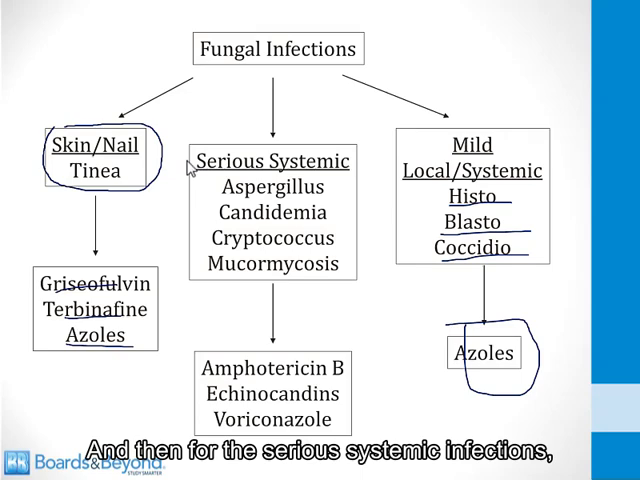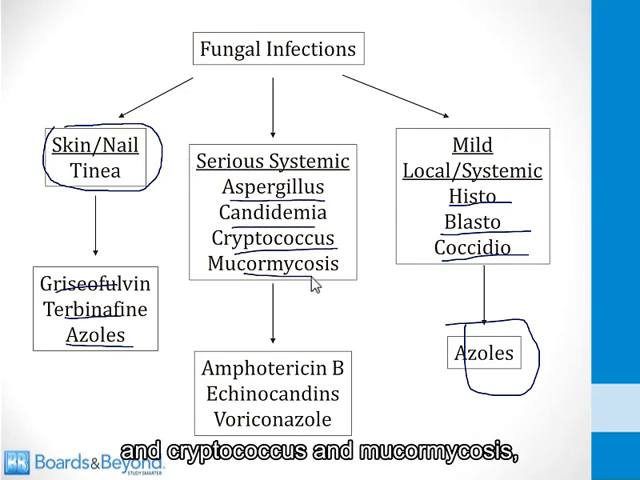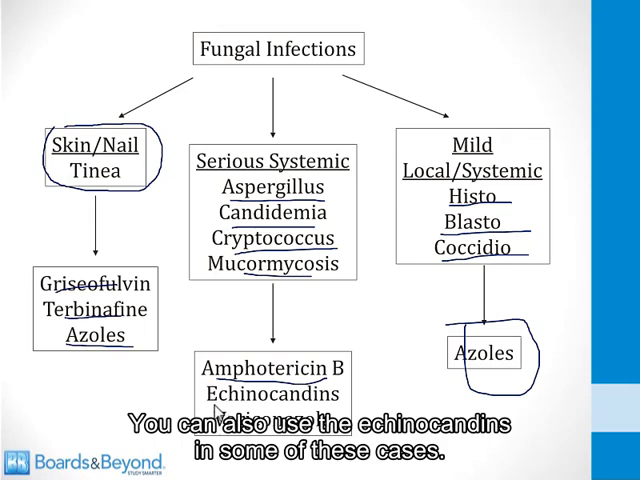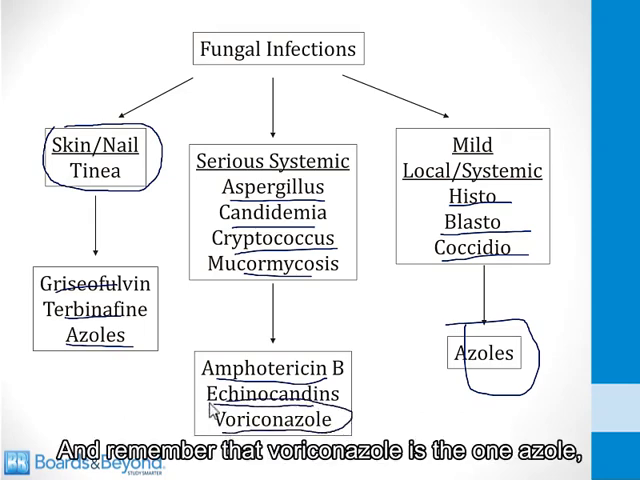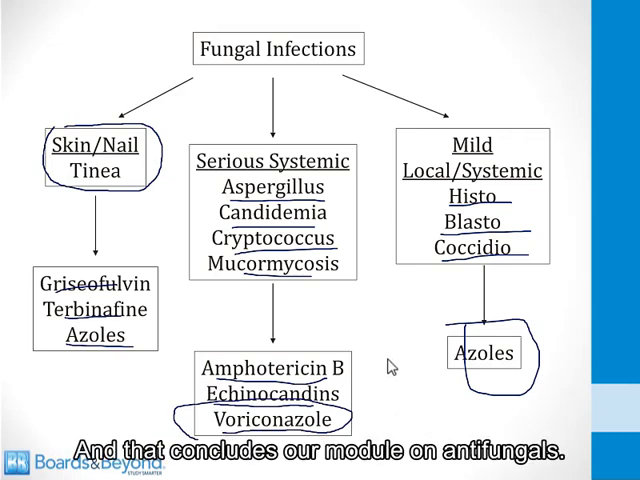And then for the serious systemic infections like aspergillus and candidemia and cryptococcus and mucormycosis, this is where amphotericin B is often used. You can also use the echinocandins in some of these cases. And remember that voriconazole is the one azole that's effective against aspergillus, so it is sometimes used as well. And that concludes our module on antifungals.